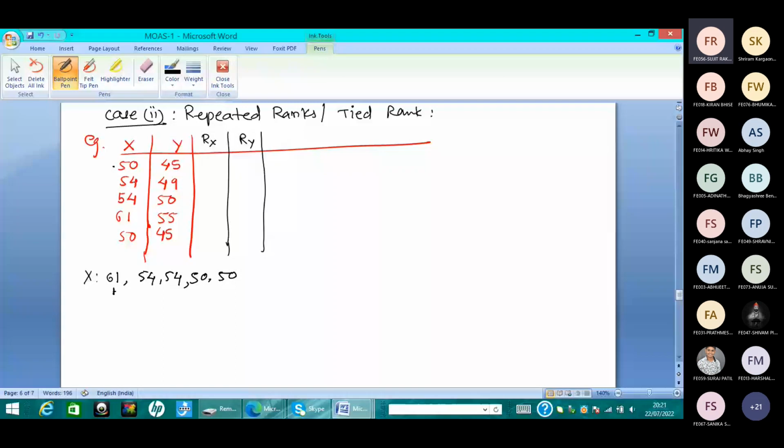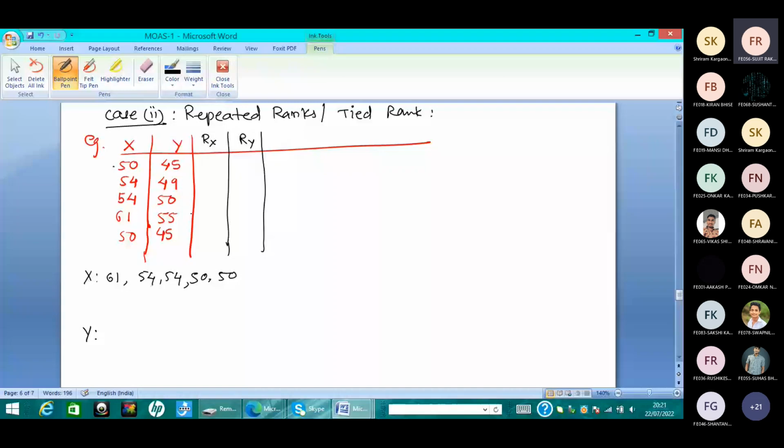Let me arrange y also. Arrange the y in the same way. Highest value first. So 55, then 50, then 49. Okay. Then 45 and 45, right?